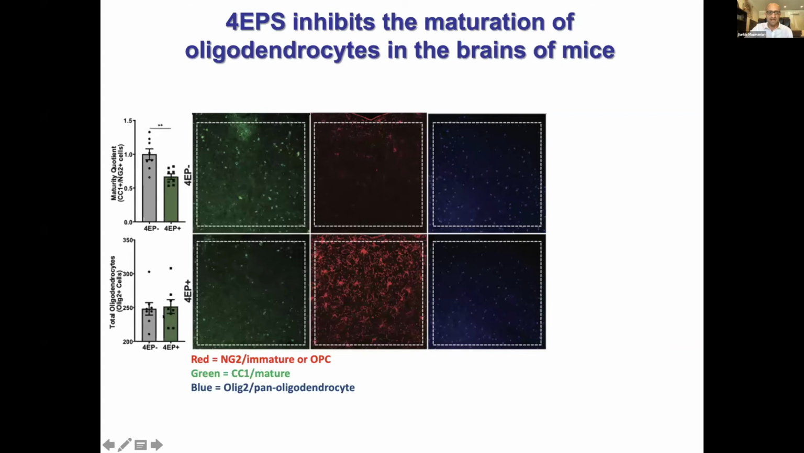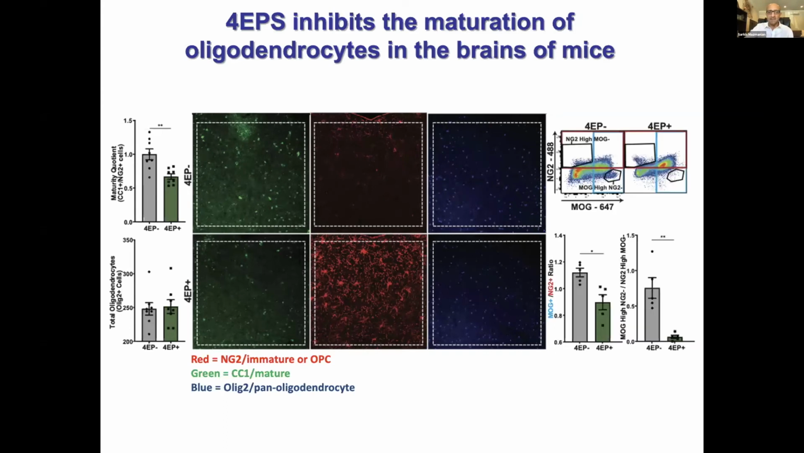the 4EP negative. There's no difference in total oligodendrocytes, so we believe that it's not that the cells don't exist, but they're just not maturing into mature oligodendrocytes. And this was done by imaging, but she backed this up with flow cytometry data, which essentially shows the same thing, that looking on a cellular basis, there's a decrease in mature oligodendrocytes in mice that were exposed to 4EP relative to the 4EP negative group.